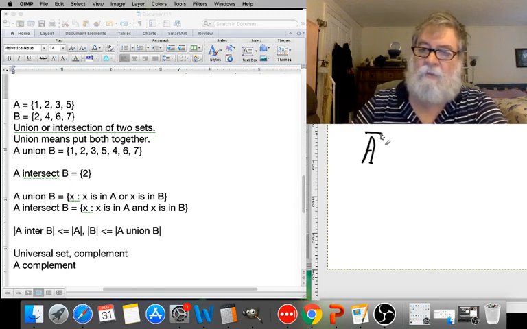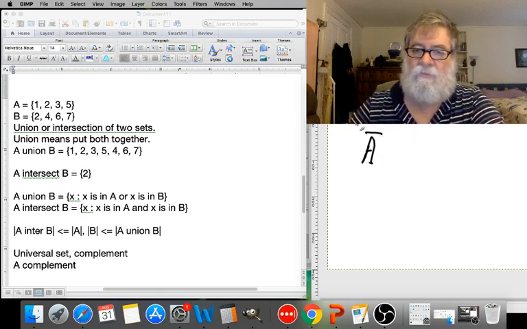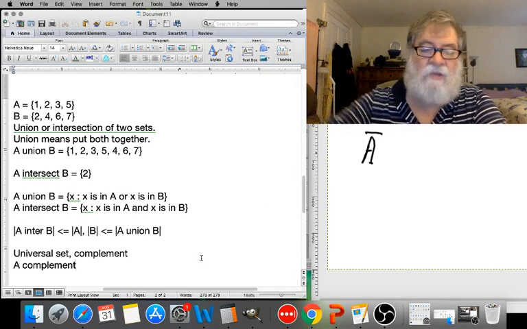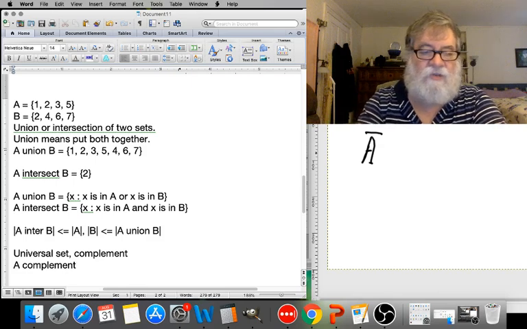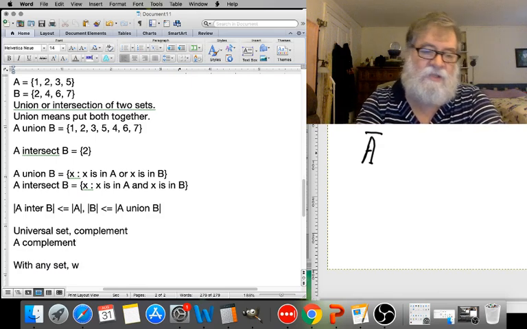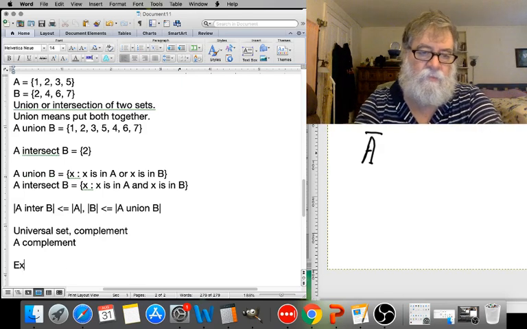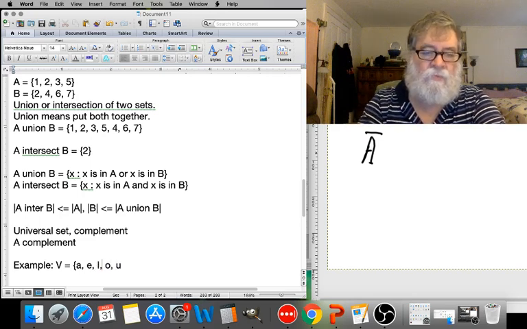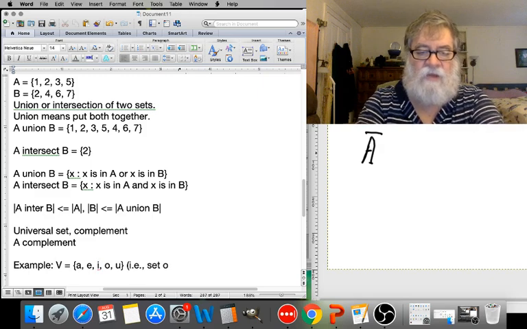Okay, and that's A complement. Let's see. To describe the complement, we need to have the idea of a universal set. With any set, so let's use an example. Let V equal this set of letters, A, E, I, O, U, i.e. the set of vowels.